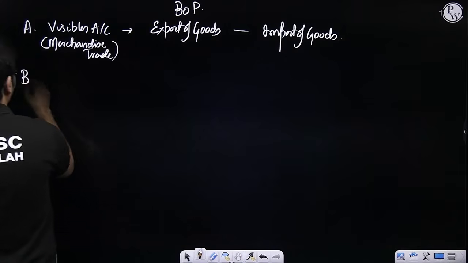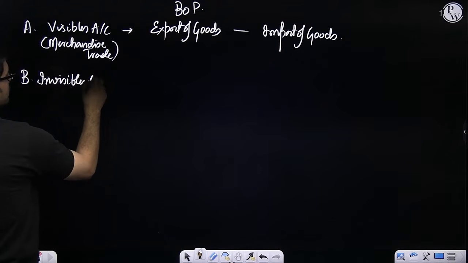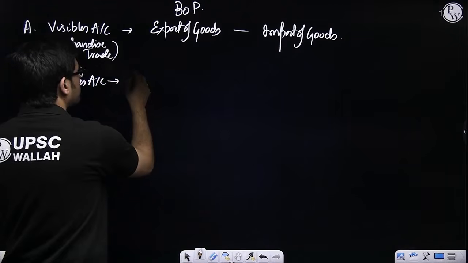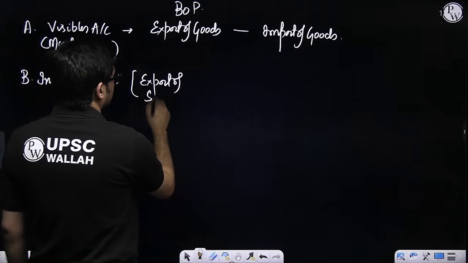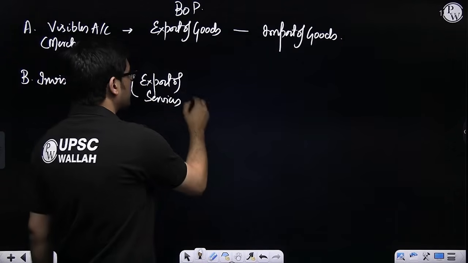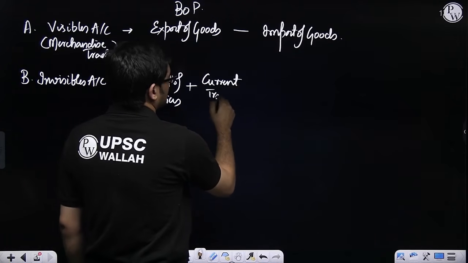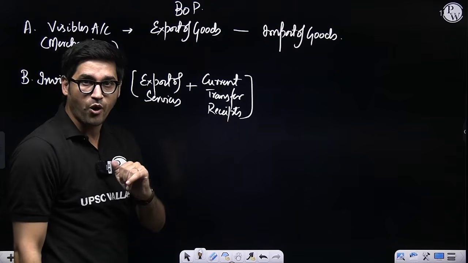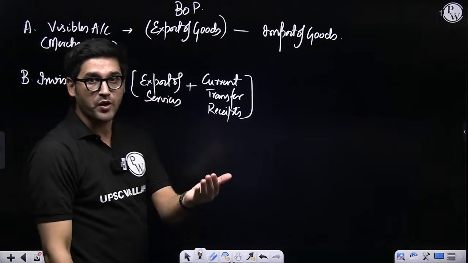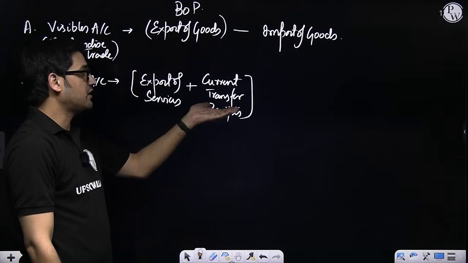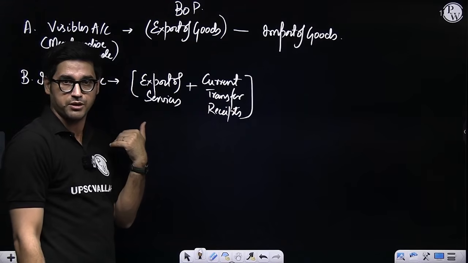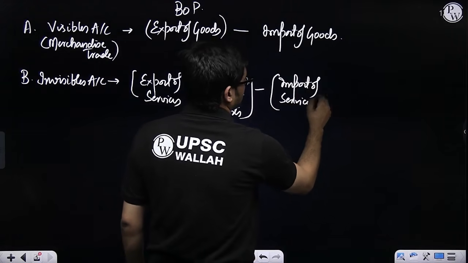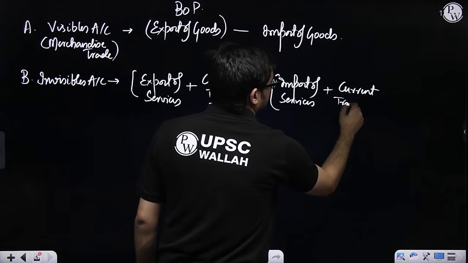The second part will include what is called the invisibles account. And invisibles account includes two things we have spoken of. One, it is going to include trade in services. That means it is of course going to include the export of services, and it is also going to include what is called current transfer receipts. Both of these will lead to an inflow of funds into an economy. Much like the export of goods is going to lead to an inflow of funds in an economy, similarly export of services, current transfer receipts, what you have received, this is going to lead to a net inflow of funds in the economy. This minus the import of services and current transfer payments.